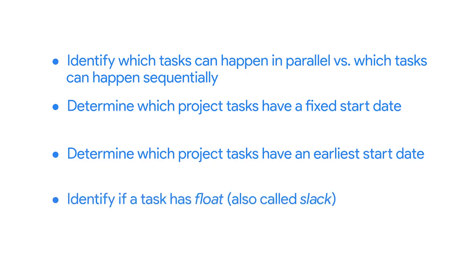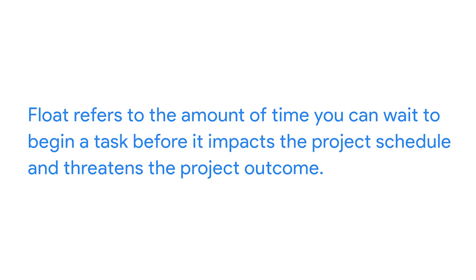Another best practice for capacity planning and creating the critical path includes identifying if a task has float, also sometimes known as slack. Float refers to the amount of time you can wait to begin a task before it impacts the project schedule and threatens the project outcome. These are high priority tasks that have low to no wiggle room. This helps reinforce what is and what is not on your critical path.